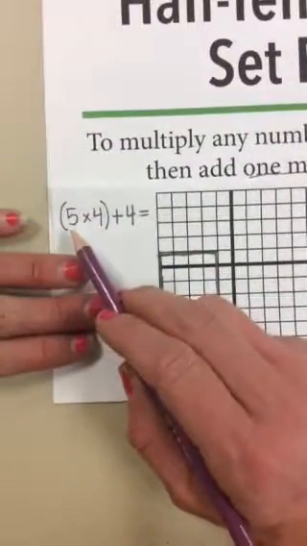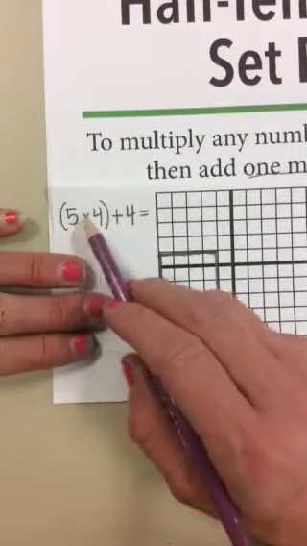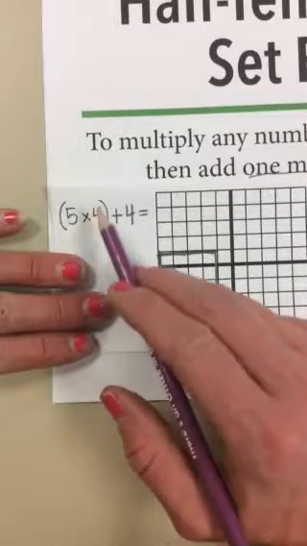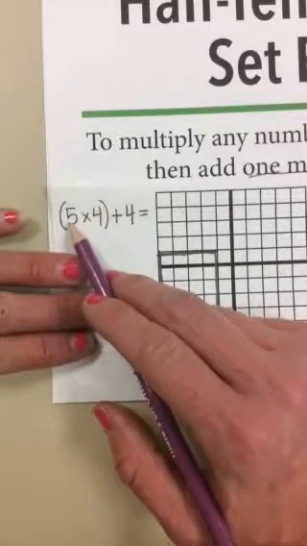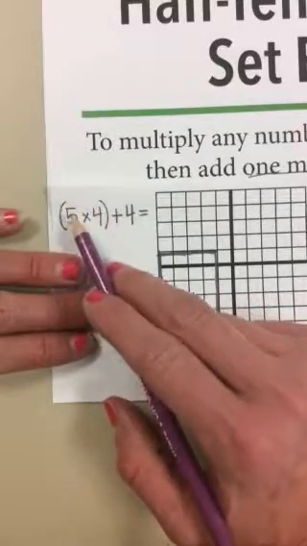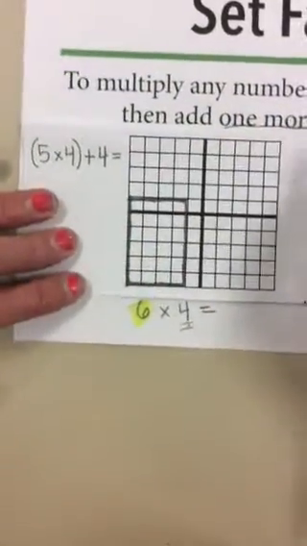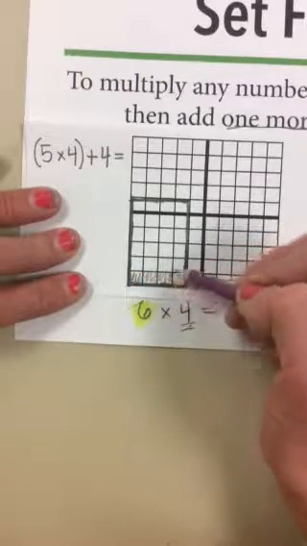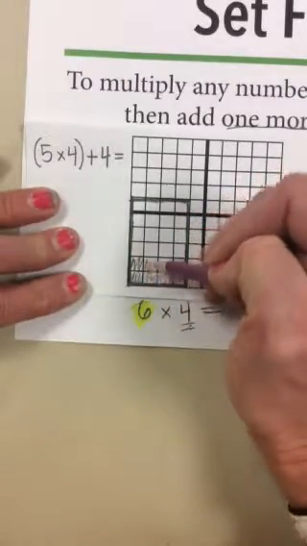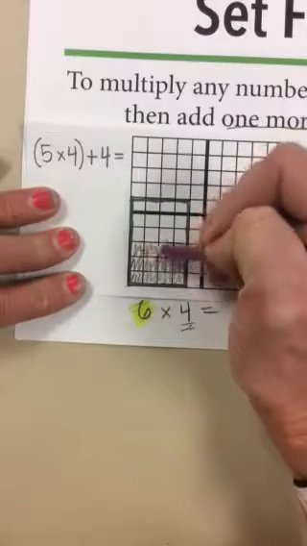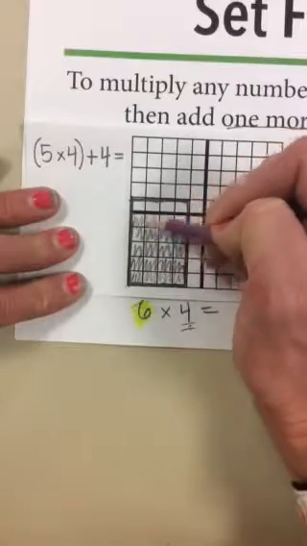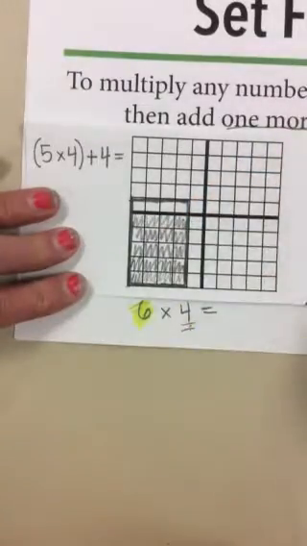It says we need to look at the 5 rows by 4 columns first. 5 by 4. 5 rows of 4. 5 groups of 4. Here is 1 row of 4. 2 rows of 4. 3, 4, 5 rows of 4. So we need to see that first.